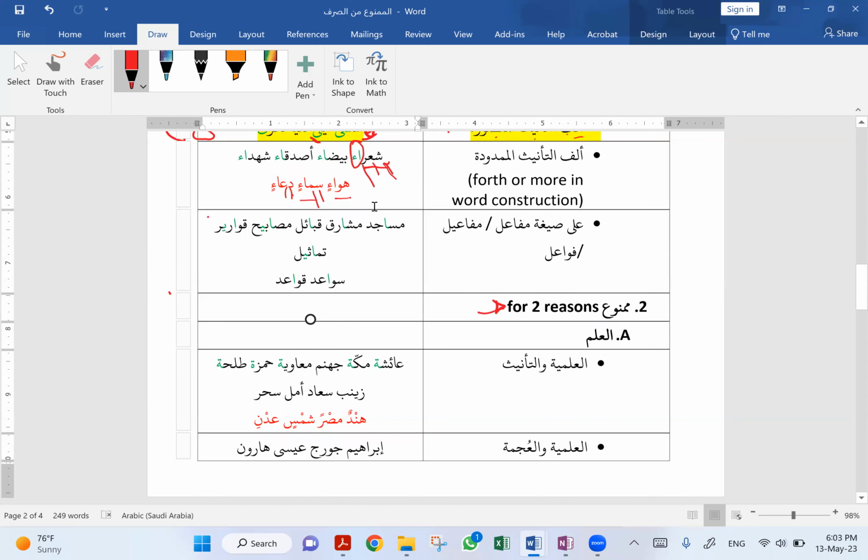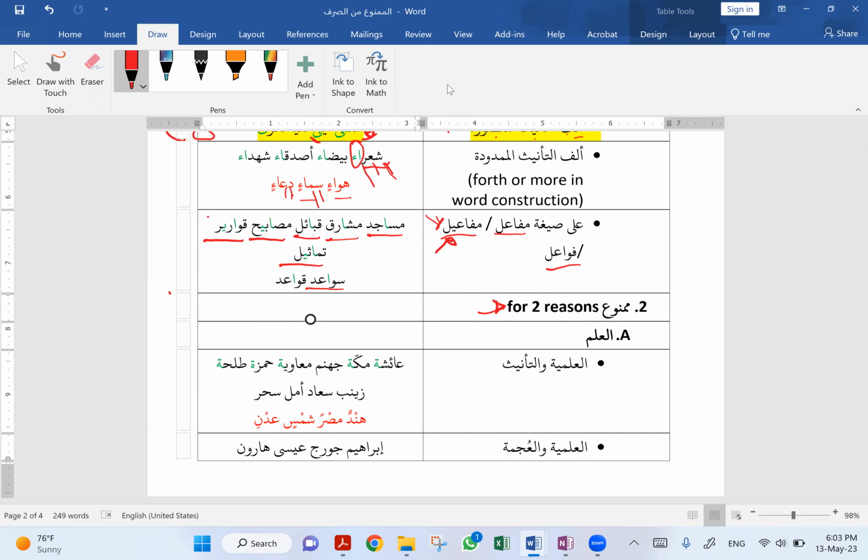So that's the second category for one reason only. The first reason is alif al-maqsura. The second one is alif mamduda. Both of them for feminine. Then the third one is this pattern that we are very familiar with: mafa'il, mafa'il, and then fawa'il. These 3 patterns, okay? Like I mentioned before, masajid, mashariq, qaba'il. Then we have masabih, qawarif. So this is fawa'il. See that pattern? Tamathil, fawa'il. That kind of pattern, okay?